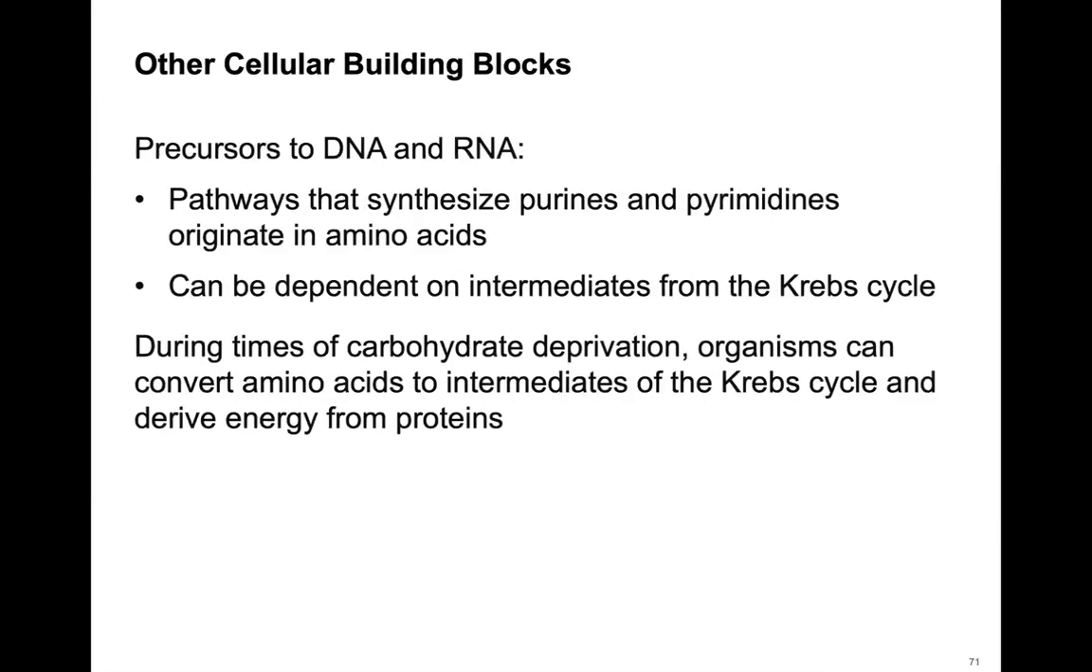Precursors to DNA and RNA: pathways that synthesize purines and pyrimidines originate in amino acids, and they can be dependent on intermediates from the Krebs cycle. During times of carbohydrate deprivation, organisms can convert amino acids to intermediates of the Krebs cycle and derive energy from proteins.